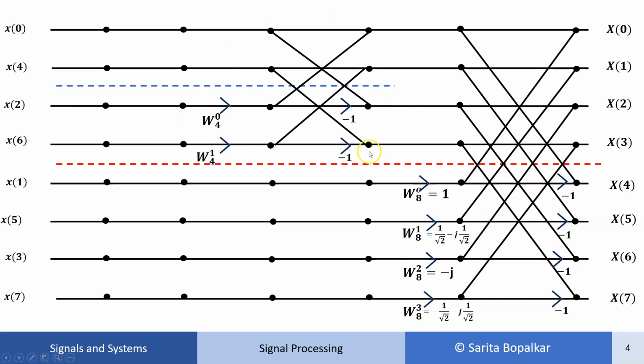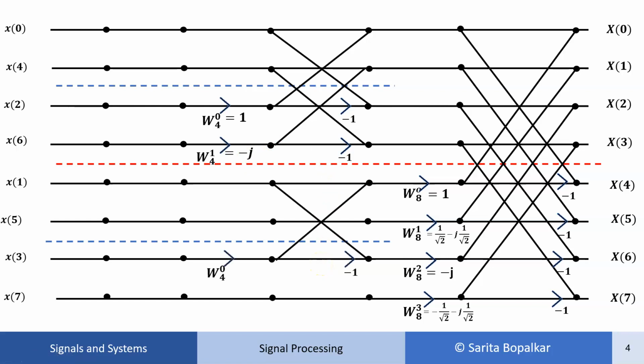So the upper 4-point DFT we have completed. Now the lower 4-point DFT. Divide this into half. Okay, these values are 1 and -j. Now divide this into half. First line of this upper, first line of this lower. Draw butterfly. Similarly, second line of this upper and second line of this lower.